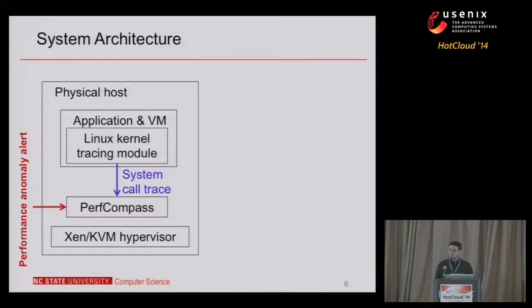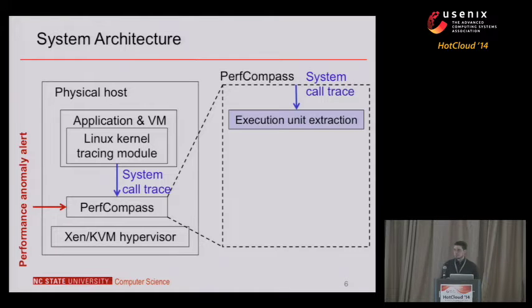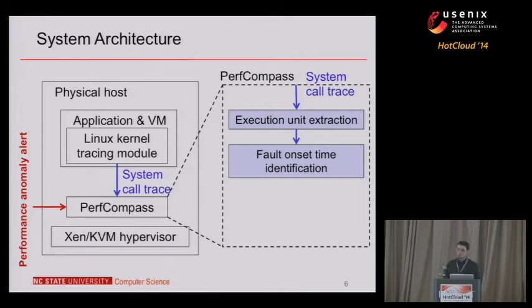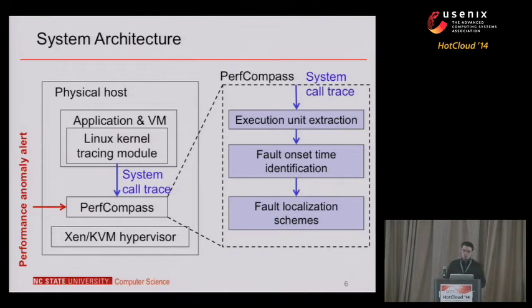So when PerfCompass actually starts analyzing things, there are three main components that we use to differentiate between internal and external faults. First, we take the large raw traces and we break them down into smaller, easily processed items we call execution units. Next, we feed those execution units to our fault onset time identification to figure out what threads and processes have been affected and how quickly. And then lastly, we look at the results of that and feed them into our fault localization scheme in order to tell us if it's an internal problem or an external problem. And I'm going to talk about each of these components in the coming slides.